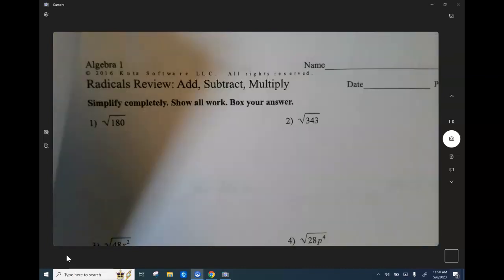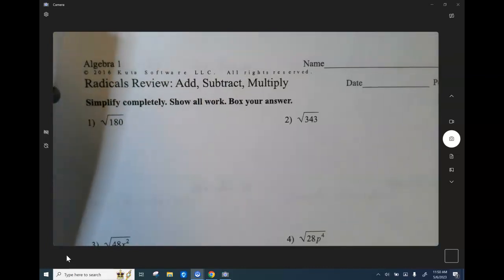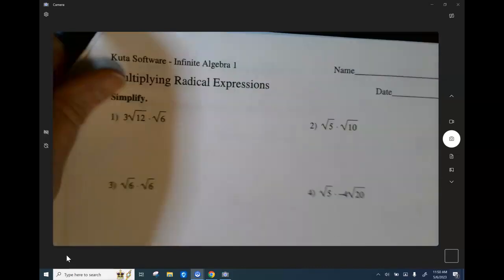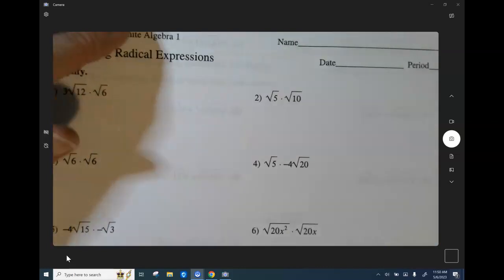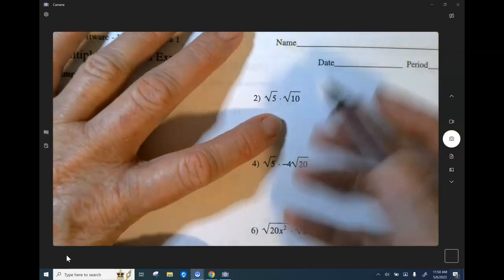Odds or evens? It honestly doesn't matter. Let's do evens today. We're going to do evens together. You'll do odds, obviously, or maybe the whole rest of the worksheet. We'll see. So I'm going to take square root 5 times square root 10.